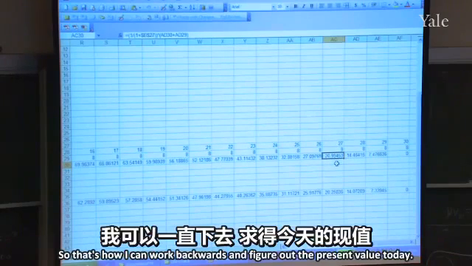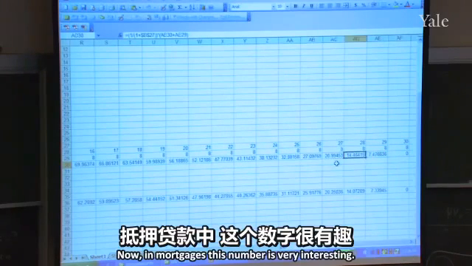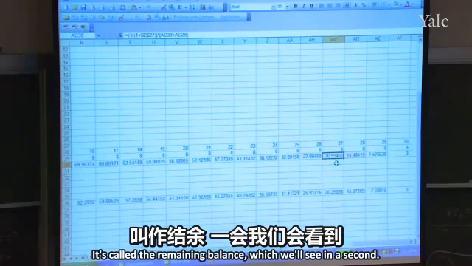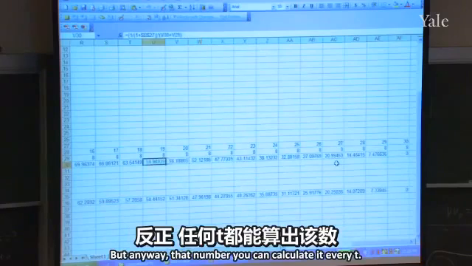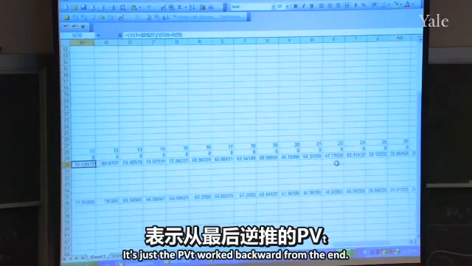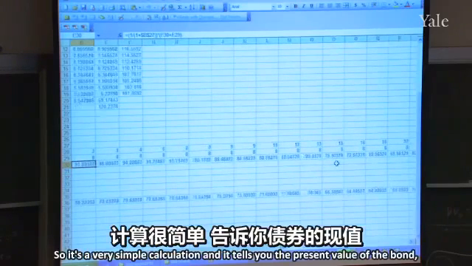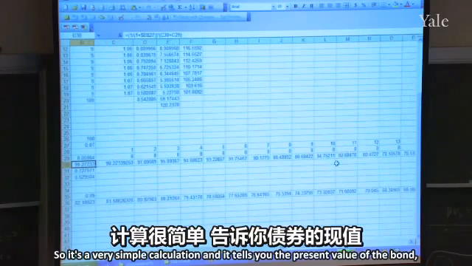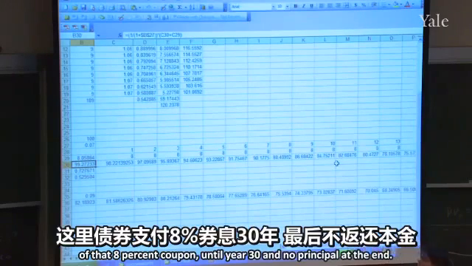Okay, so that's how I can work backwards and figure out the present value today. Now, in mortgages, this number is very interesting. It's called the remaining balance, which we'll see in a second. But anyway, that number you can calculate at every t. It's just the PVT worked backwards from the end. So it's a very simple calculation, and it tells you the present value of the bond, of that 8% coupon till year 30 and no principal at the end.